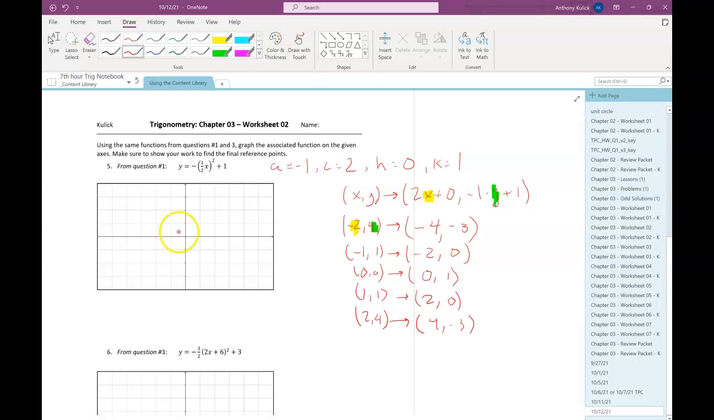So then I'd plot these things. So like 1, 2, 3, 4, -3, -2, 0, 0, 1, 2, 0, and then 4, -3.